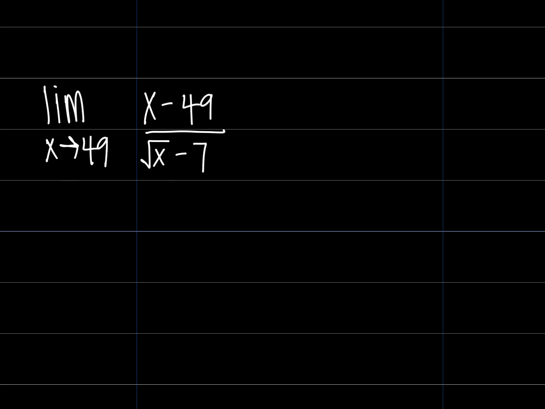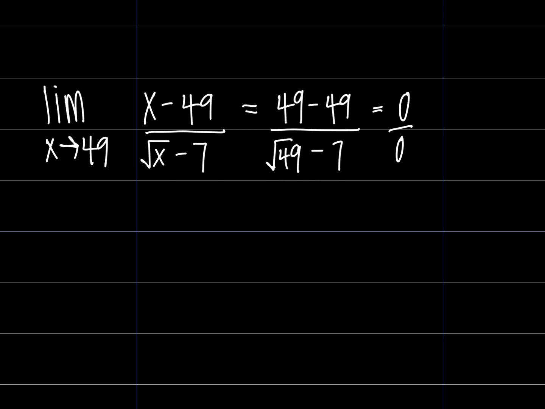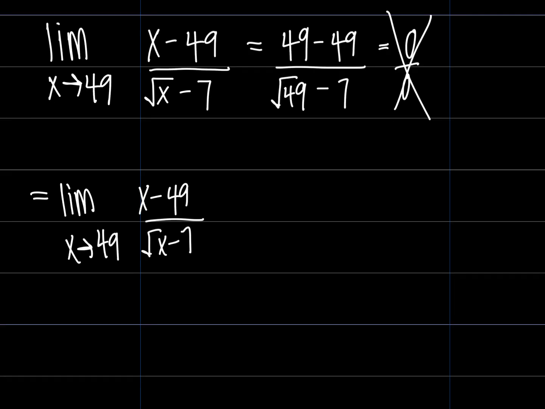Right here we're looking at the limit of x minus 49 divided by the square root of x minus 7 as x approaches 49. And so the first thing that we would want to try is direct substitution. But we end up getting 0 over 0, and we call that an indeterminate form. So what we need to do is go back to our original and try something different.